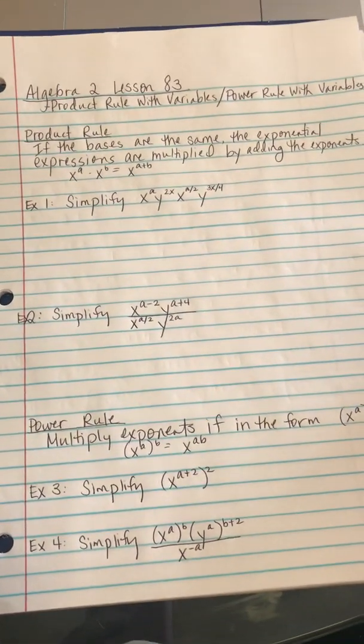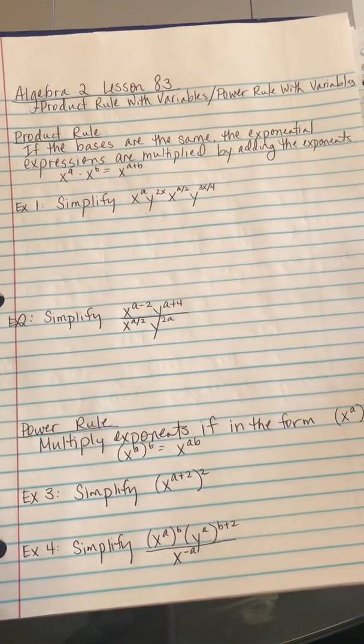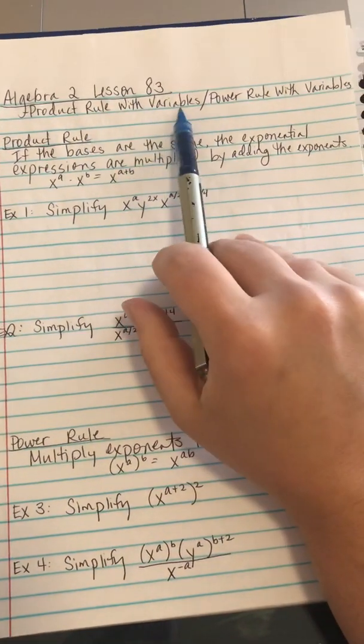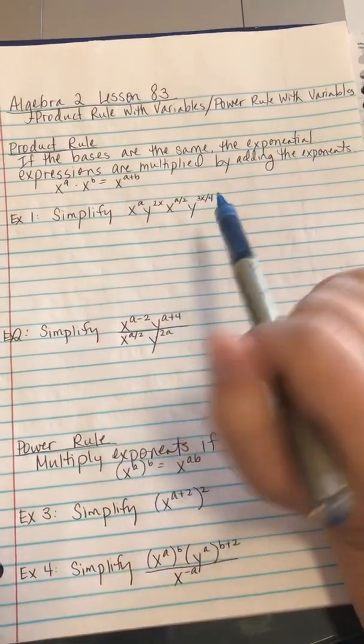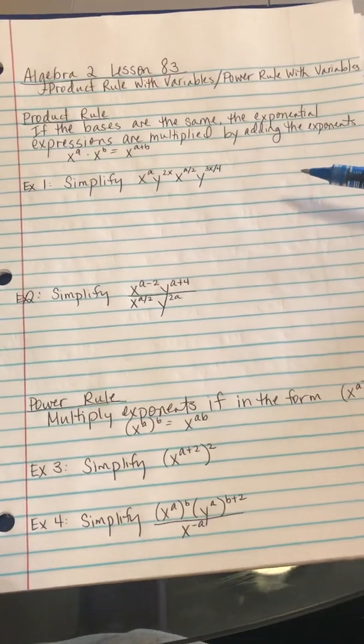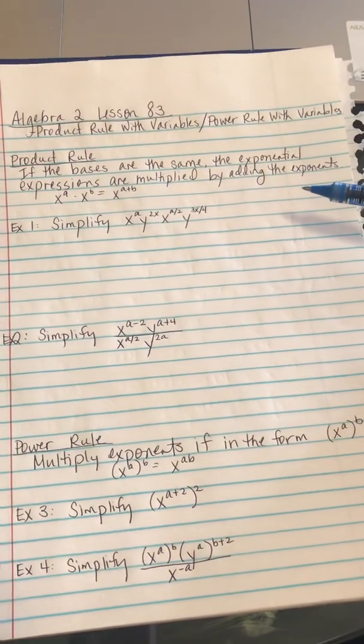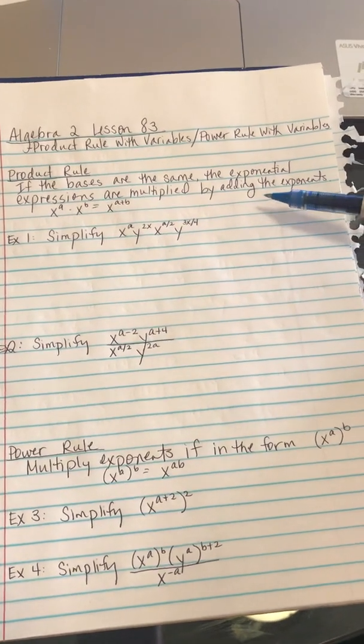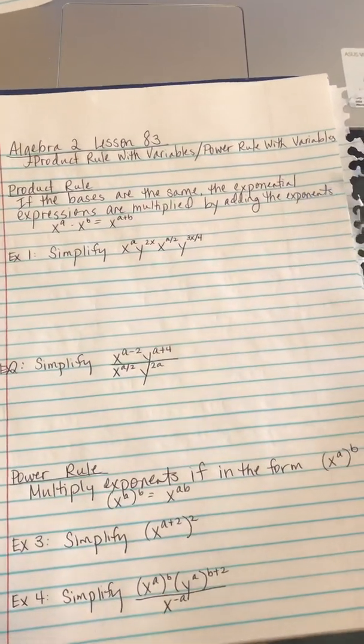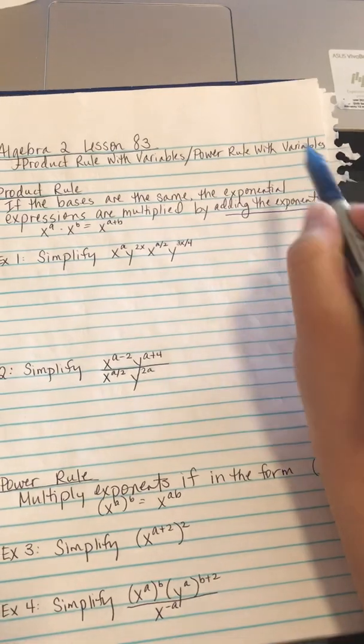Hello, we're in Algebra 2, Lesson 83, which talks about the product rule with variables and the power rule with variables. So we're talking exponents in this lesson. Your product rule, as a reminder, says that if the bases are the same, the exponential expressions are multiplied by adding the exponents. So in this one, we're adding exponents.